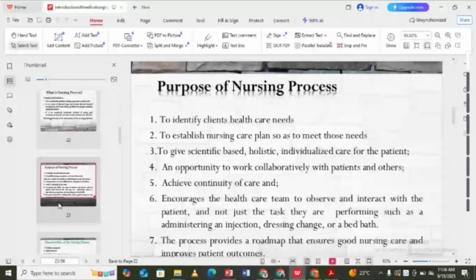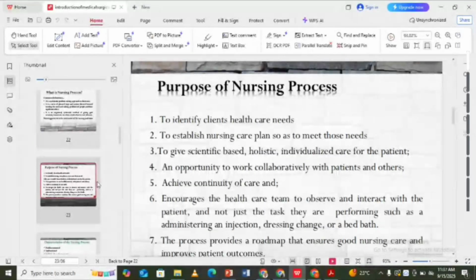Its purpose is to identify the healthcare needs of our patients, establish a nursing care plan so that we are able to meet those needs, and give scientific-based, holistic, and individualized care to the patients. Remember, I mentioned that last week. I wrote in your class, evidence-based practice. That's what we talk about here, scientific-based. Anything that you do, there has to be a rationale to it. There has to be an explanation to it.